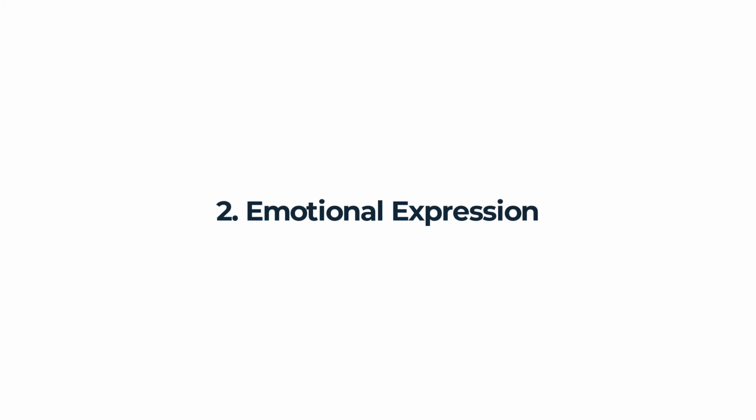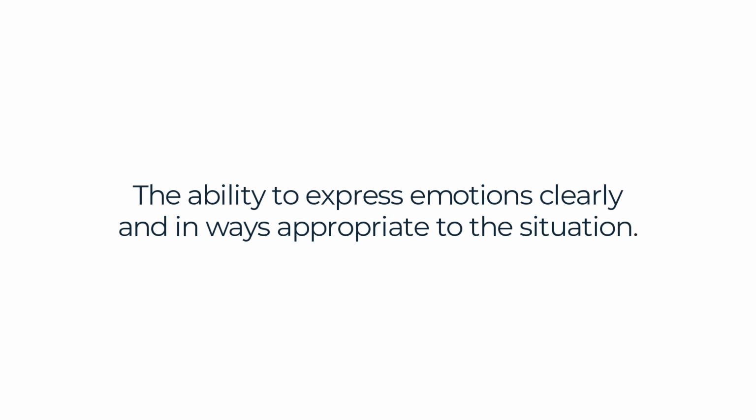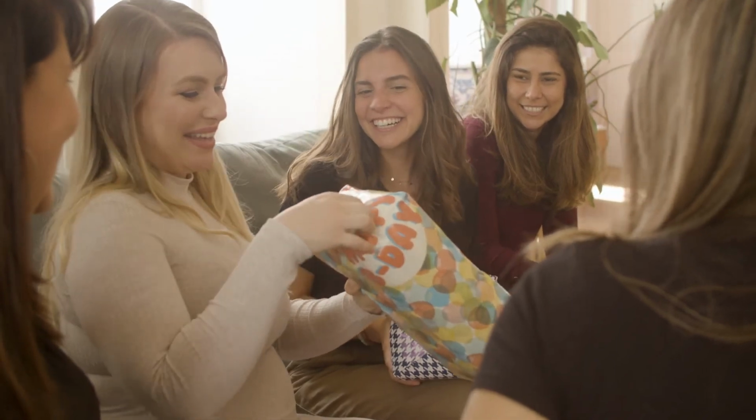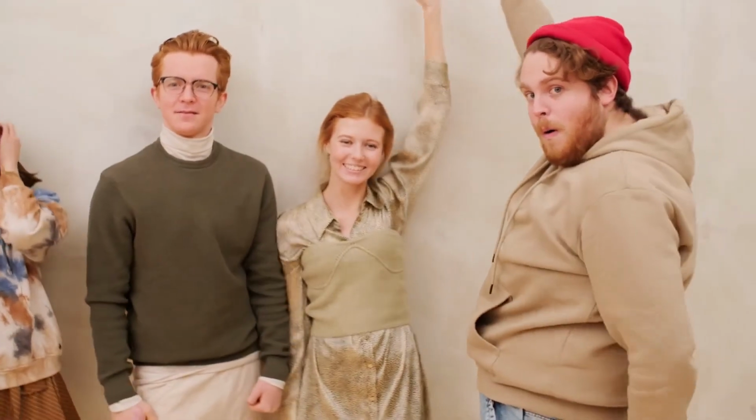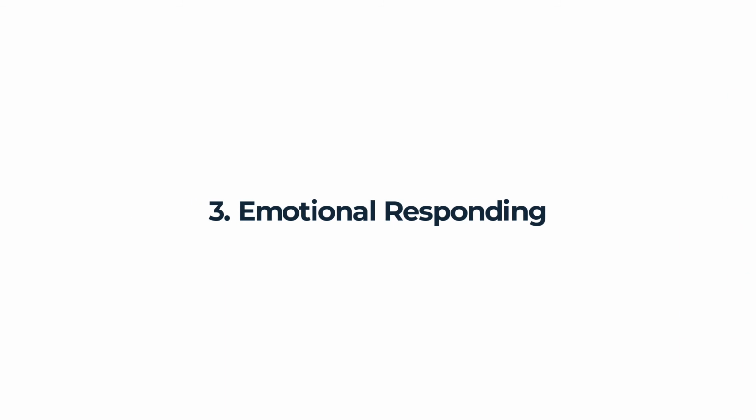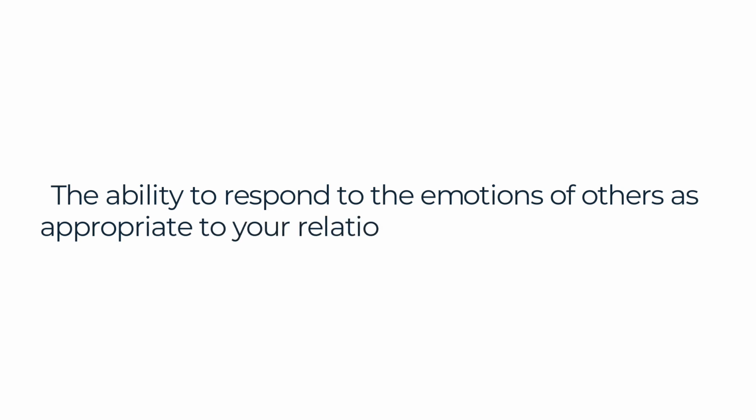Number 2. Emotional expression. The ability to express emotions clearly and in ways appropriate to the situation. For example, your mother gave you a mysterious item in a big box as a reward for the success of your music recital. As she handed you the gift, you started jumping and smiling wildly while half-consciously suppressing your excited scream because it was late at night and you didn't want to wake up your neighbors. Number 3. Emotional responding. The ability to respond to the emotions of others as appropriate to your relationship and to the situation.